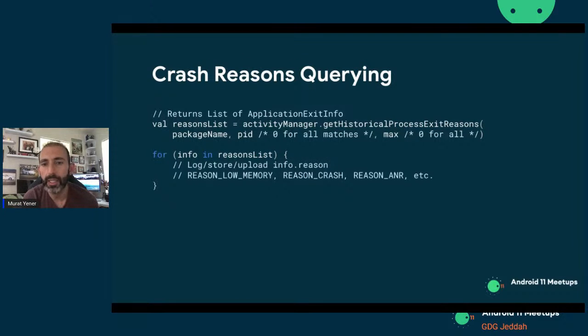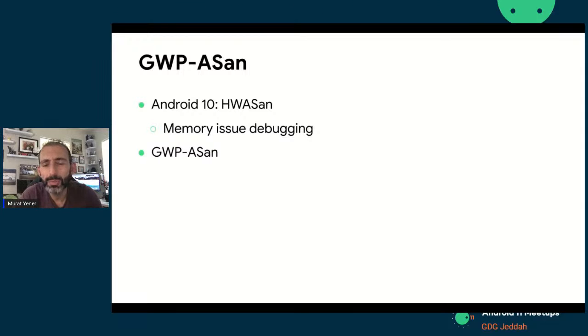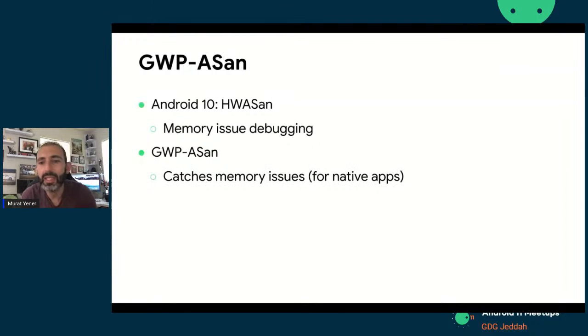And you can go through the list and iterate between reasons to see why your app has crashed. For native developers, we have a new tool called GWP-ASan, which is actually an improvement over HWASan, which was released in Android 10. I'm not a super native developer guy, but basically this helps you to catch memory issues.